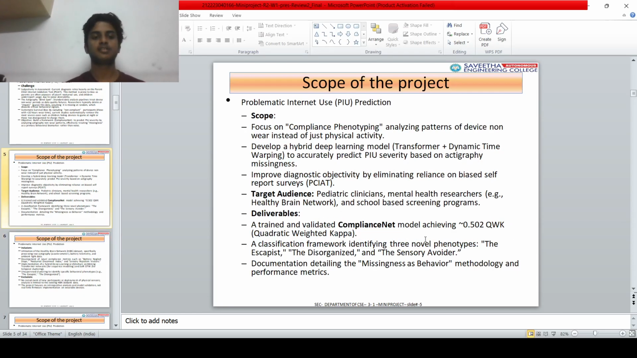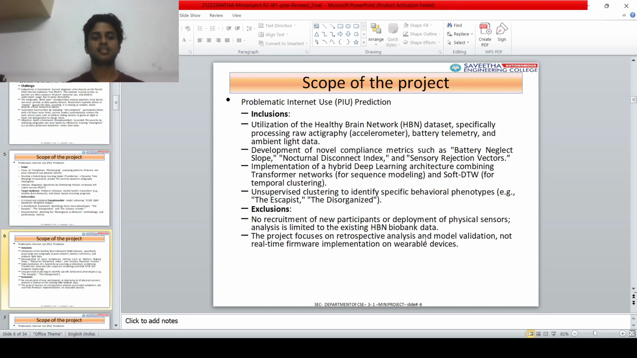Another major issue is... sorry, the project focuses on compliance phenotyping. This means analyzing how users wear or remove devices instead of activity levels. Non-wear behavior is studied. A hybrid deep learning approach is used. This approach improves the objectivity in the PIU prediction.